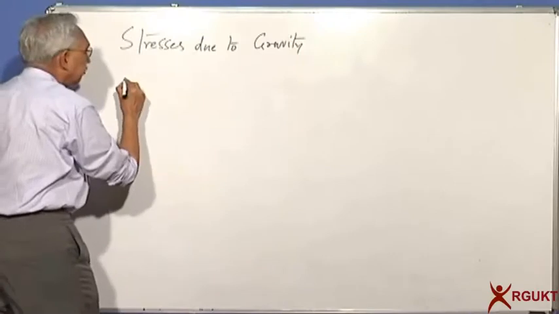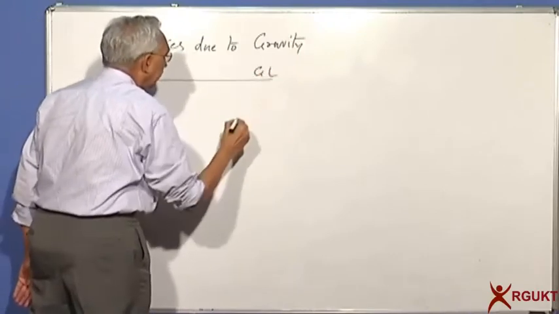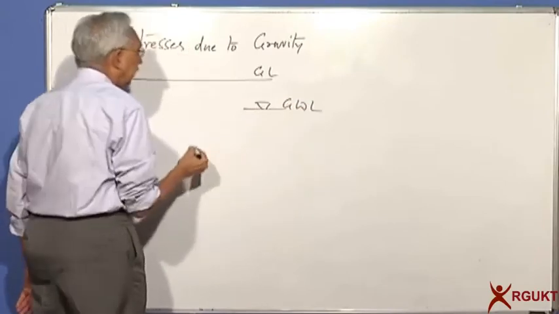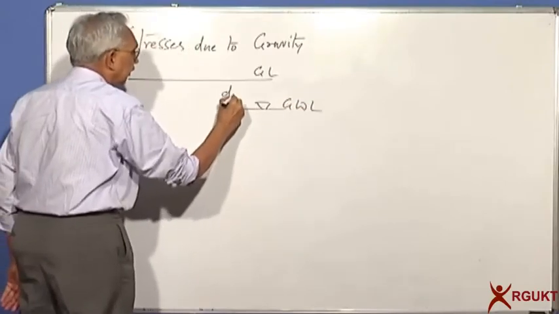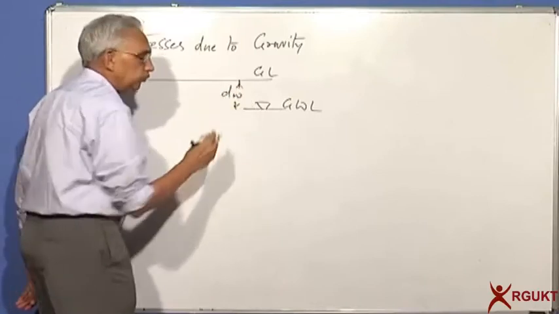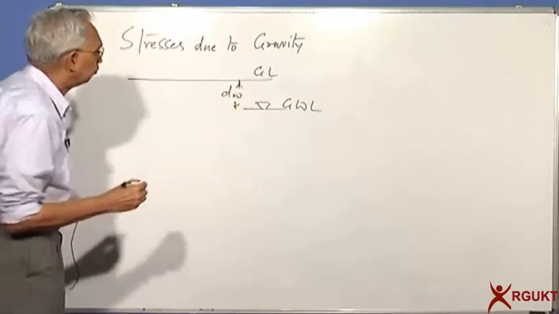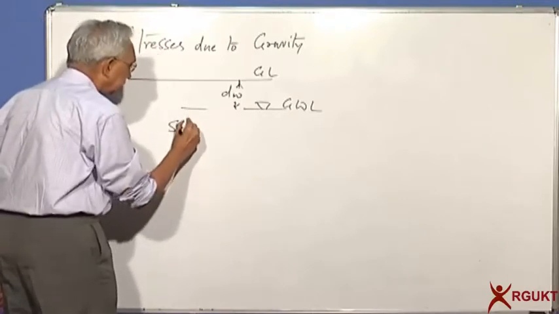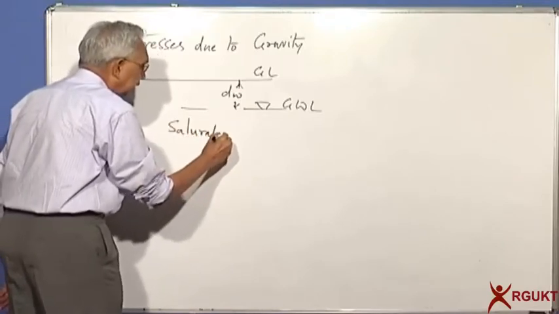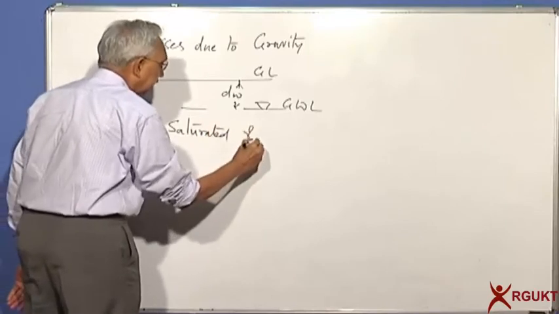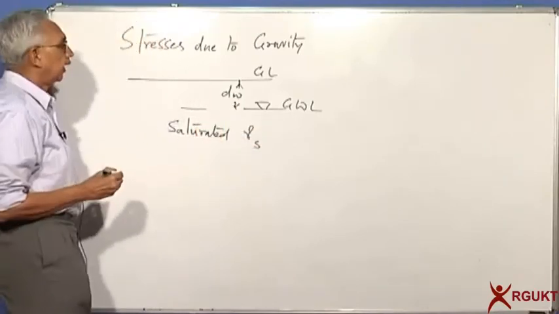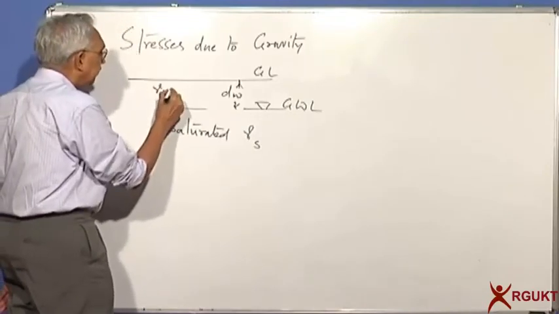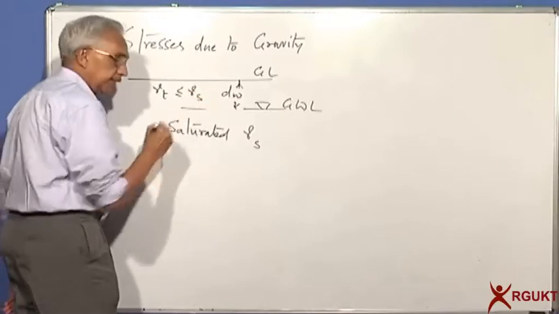Let us say we have ground level here and the groundwater level is somewhere here at some depth. Let's say this is some depth of water table which could be 2, 4, 6 meters, etc. The soil below the groundwater level would be saturated because all the soil is below the water table. So let us say I call it gamma S. Above the water table, the unit weight can be less than or equal to gamma saturated.